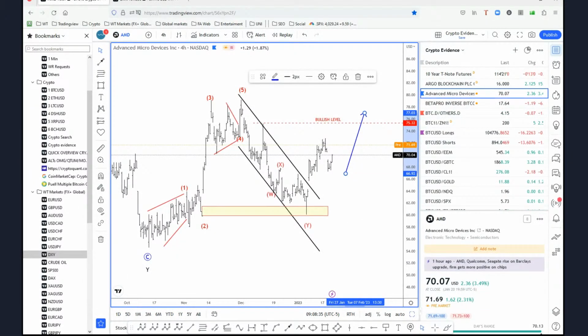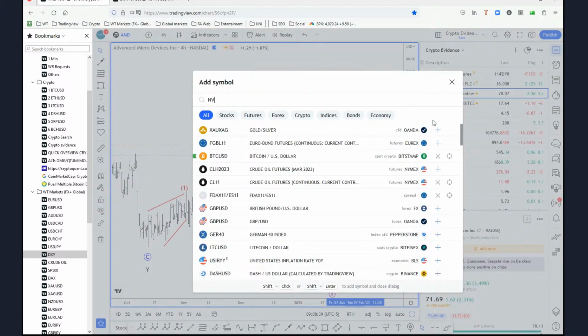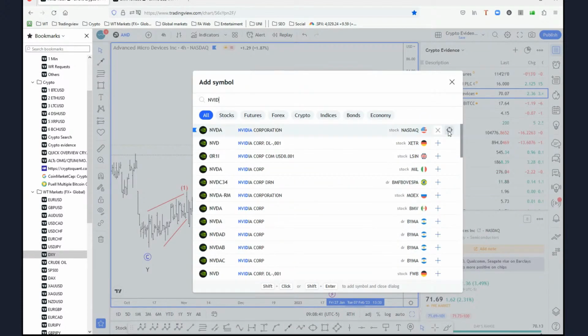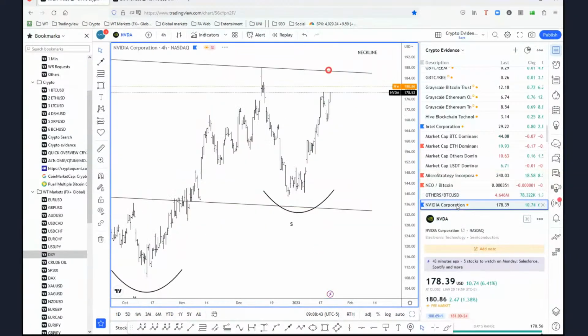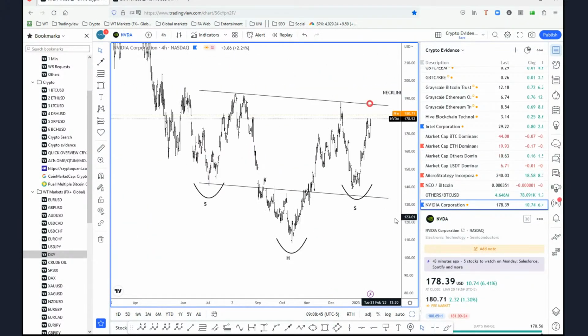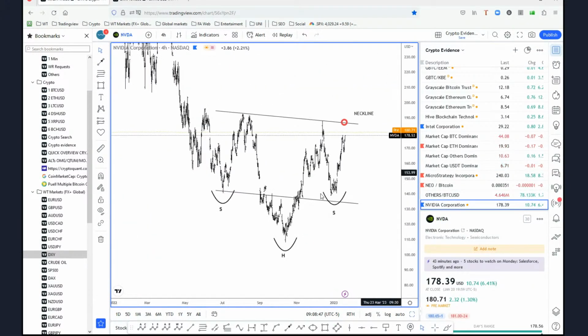Also, I have here NVIDIA. Let me just try to find it because I have a lot of markets here. Okay, so here as well, looking at some basic technical stuff, left shoulder, head, right shoulder, very nice equal pullback, right and left shoulder.